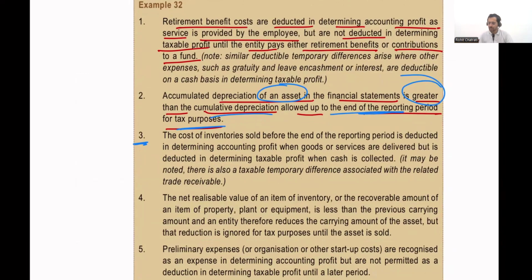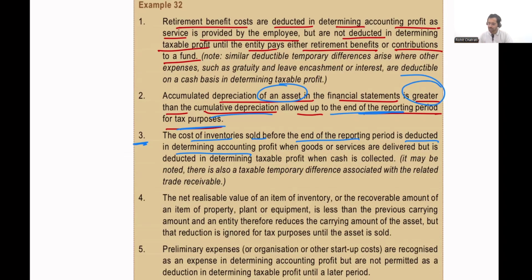All right. So the cost of inventory sold before the end of the reporting period is deducted in determining accounting profit. In accounting profit, we have recognized sales in the current year and the cost of goods sold. But for tax purposes, sales is going to get taxed on collection. So sales will get taxed in the next year. Therefore, this cost of goods sold also will be allowed as a deduction in the next year itself. So on inventory, we will have a deductible temporary difference.